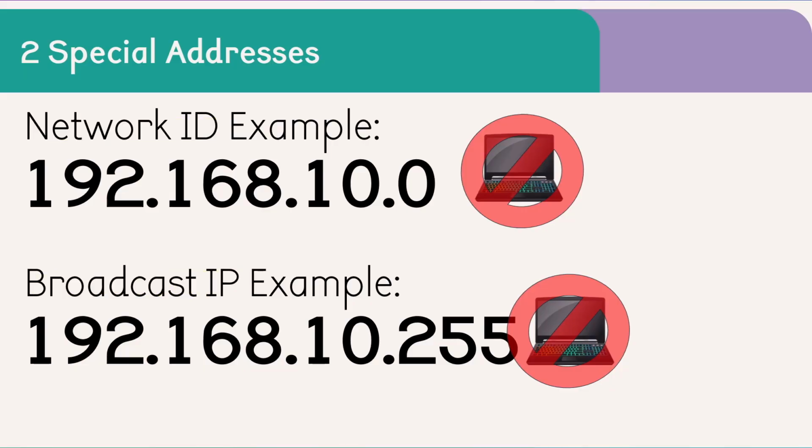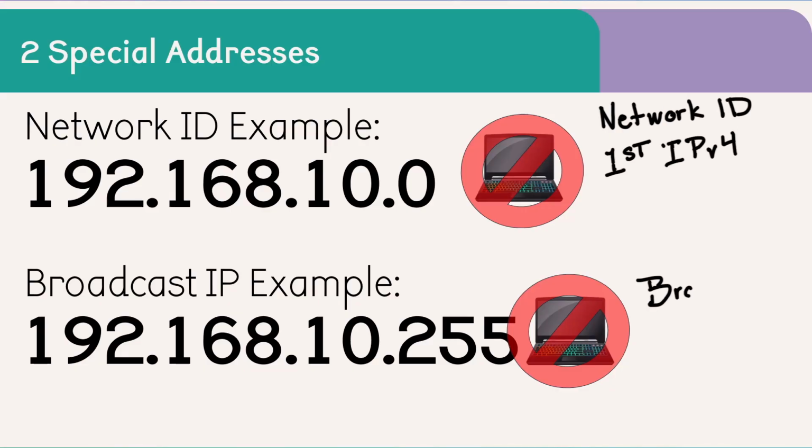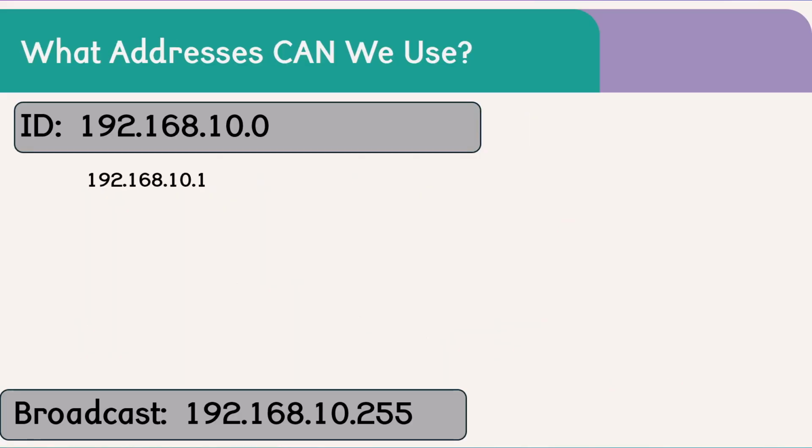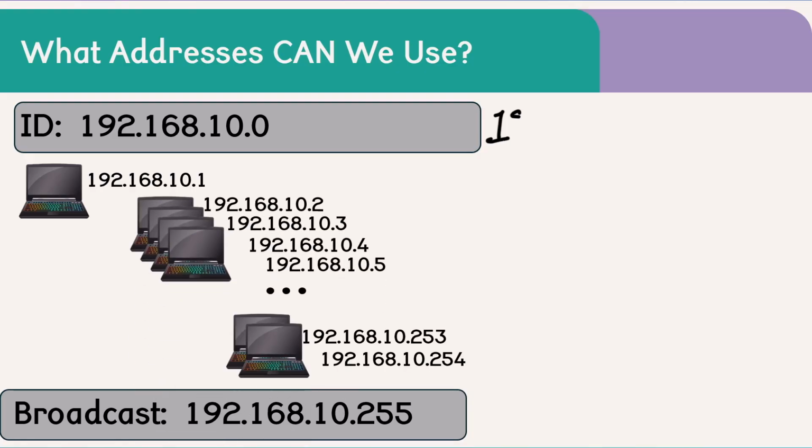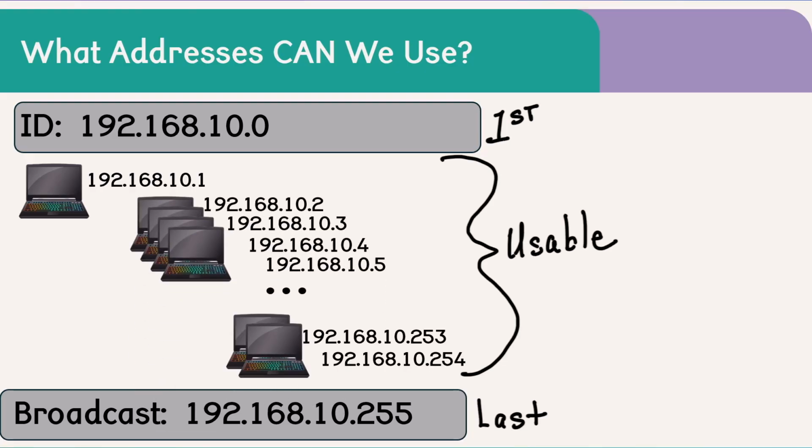The good news is that to make our life easy, it's always the first IP address in any individual network that is the network ID, and to keep things simple, it is the very last IPv4 address that is the broadcast address. You may be wondering then, what addresses can we assign to devices on a network? That's a simple answer. Everything in between the first and the last IP address on a network can be assigned to an individual device. These addresses are called the usable IP addresses.